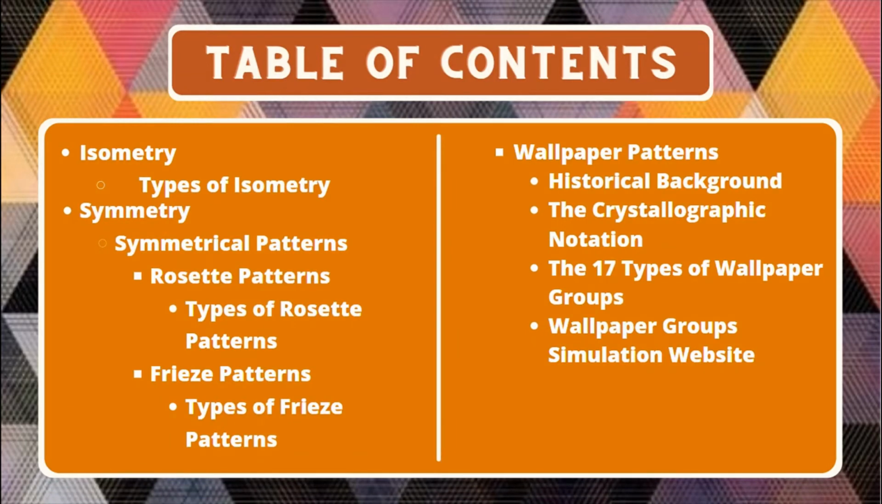Now we have a bulleted form for the flow of the presentation and what topics we will be discussing for this video. First, we will be discussing isometry and its types. We will be discussing the definition of symmetry, the symmetrical patterns, consequently, which will include rosette patterns and its types, frieze patterns and its types, and finally, we will be having a main discussion on wallpaper patterns, specifically a brief background on its history, the crystallographic notation, the 17 types of wallpaper groups, and the wallpaper groups simulation website. Now let's start with isometry.